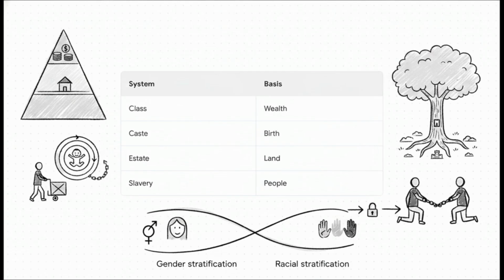And we absolutely cannot forget that running alongside all of these, we also have gender and racial stratification. The big takeaway here? Notice the stark differences. Some of these layers, like race, gender, or caste, you are born into and cannot change, while others, like class, are tied to your economic standing and offer at least the illusion or possibility of movement.